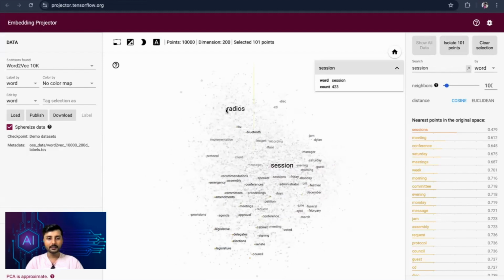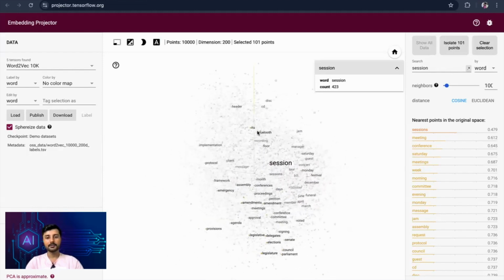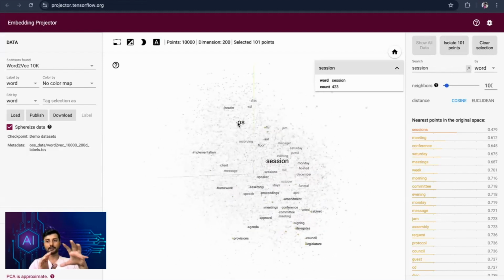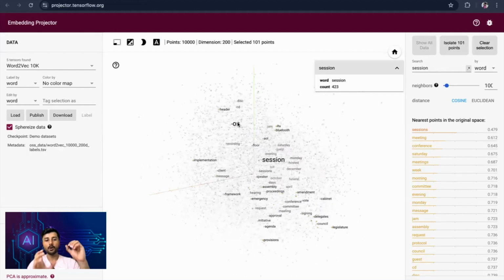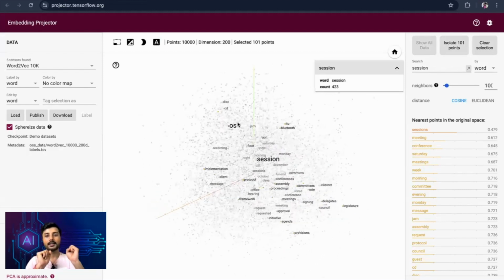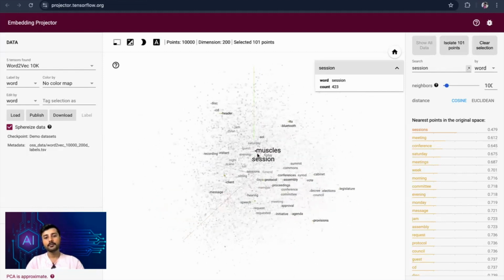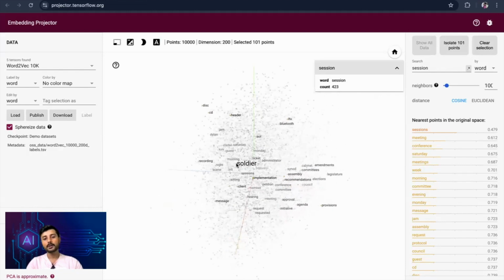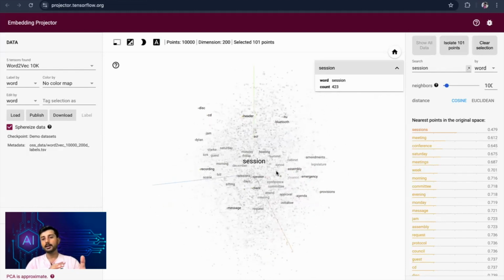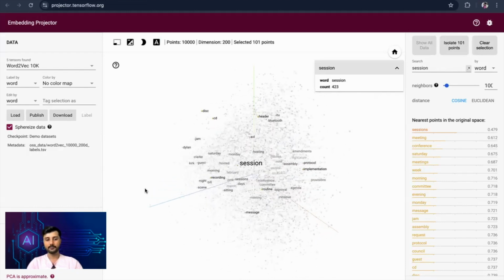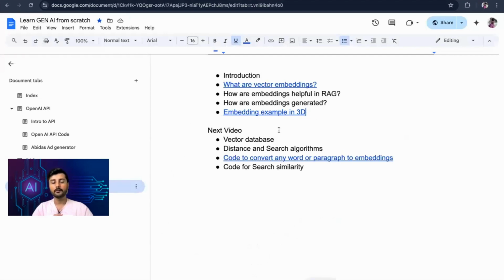And if you look at this, you will find that this is the three-dimensional point of view of how vectors are kept. Session is closely related to this, but in that plane, similarly, it has a lot of planes here. And this is all about vector embeddings.